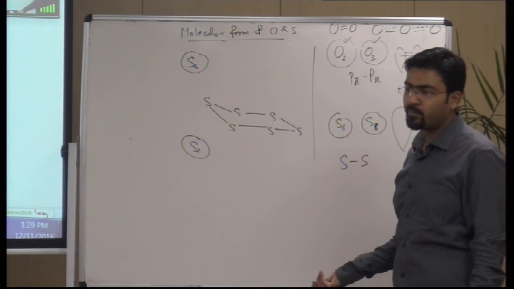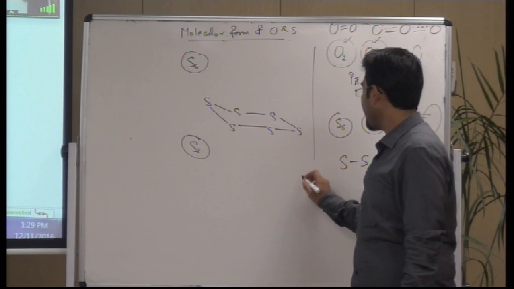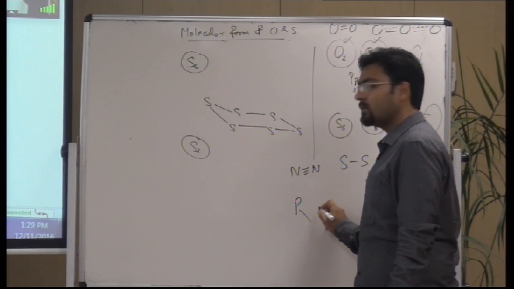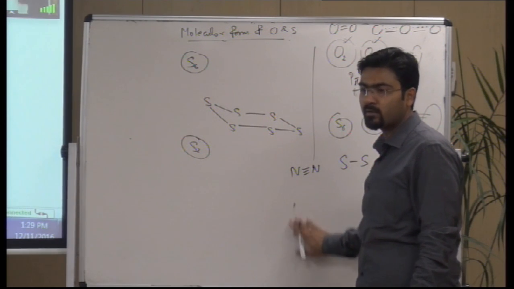The same thing happens between N2 and P4. Nitrogen can form a triple bond, whereas in P4 it forms single bonds and forms the P4 tetrahedral structure, right?